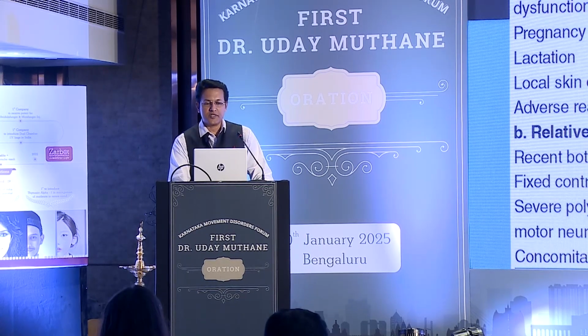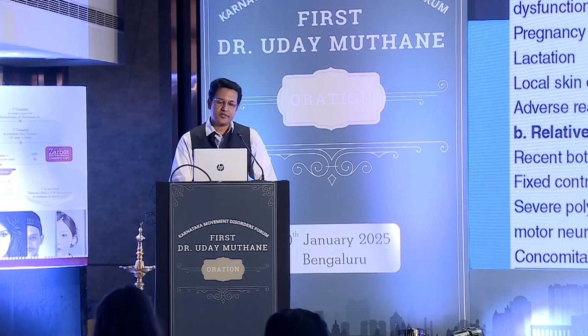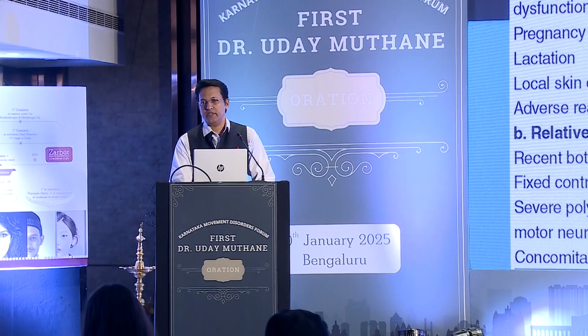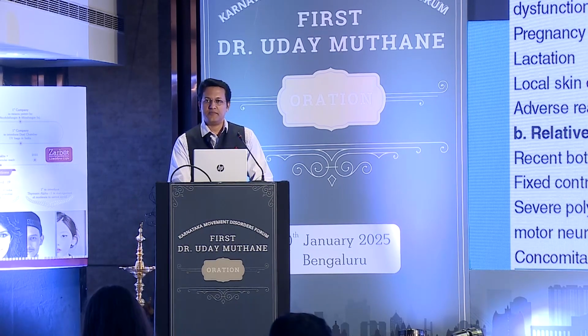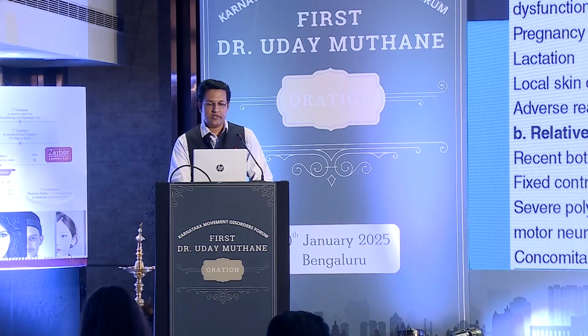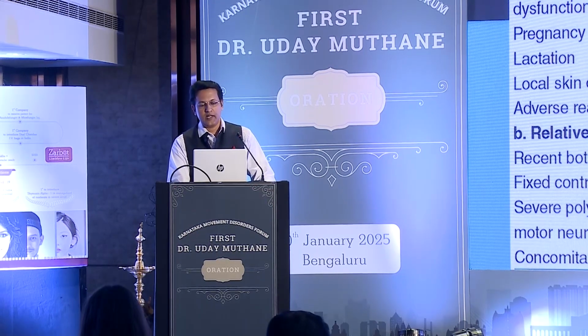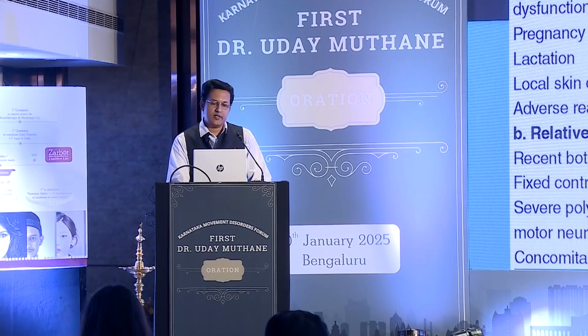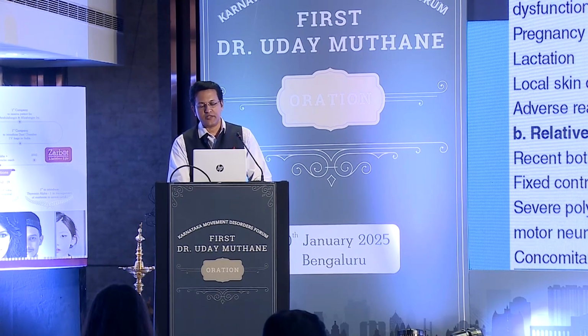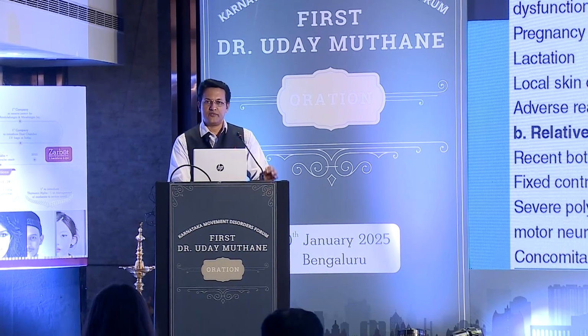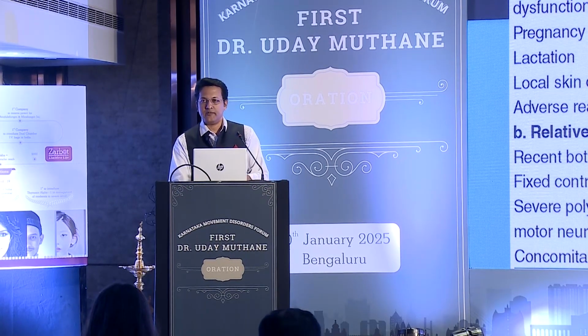What are the contraindications? There is only one absolute contraindication, that is neuromuscular junction disorder. So that is something which you need to be careful about. And the other 2 are pregnancy and lactation, which are of less significance. And if you have a local skin infection, take care of that before you inject. If there is an adverse reaction, you may give a time interval and go for an alternate preparation.